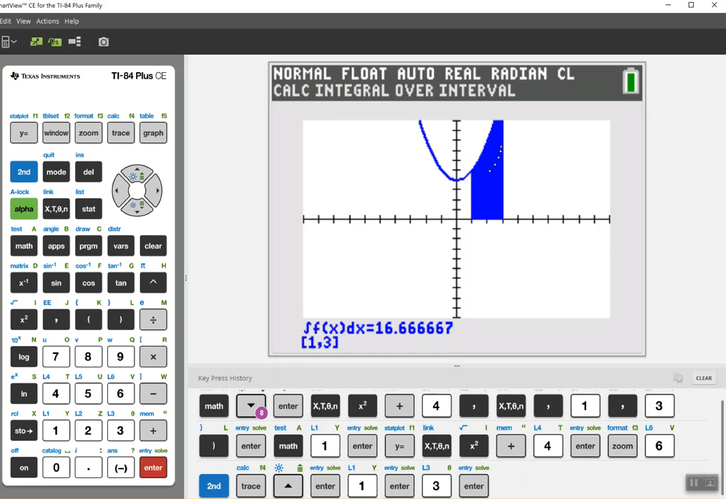The calculator automatically highlights the region that we're looking for, and you can see the whole region is above the x-axis, and then it will tell you the answer is 16.66 and so on and so forth. Now, there's no way to turn this into a fraction on the screen. That's why I don't like this option so much. I prefer the other option. But both of them get the job done.